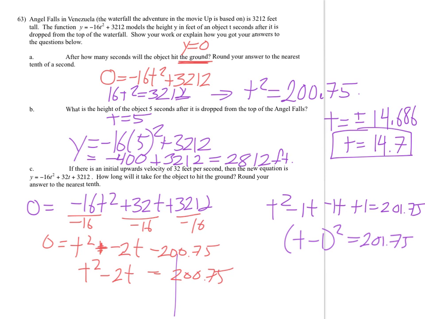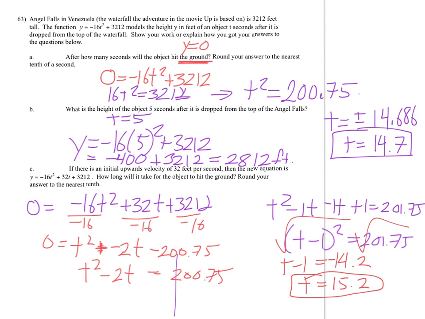The square root of both sides, and again, totally in my head, not from a calculator on my computer. I get the square root of 201.75 is 14.2, which means that t is equal to 15.2 by adding 1 to both sides. This should be plus or minus. Since we're dealing with time after we throw something, we only care about the positive version.